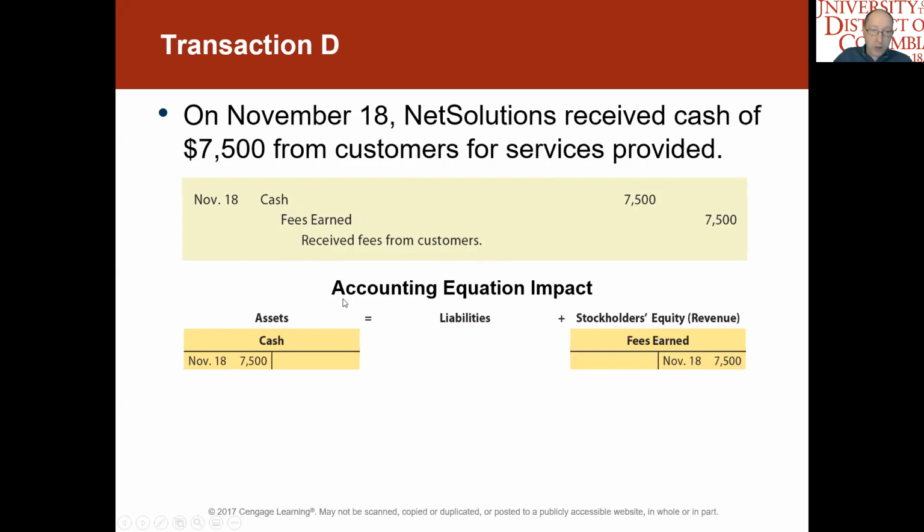We look at the accounting equation. We increased our assets, our cash, by debiting $7,500 for cash. And we increased our sales account, which is fees earned, under stockholders' equity, which is a revenue account, by $7,500. Pardon me. Increase and increase. So therefore, we see that the accounting equation is still in balance for $7,500.